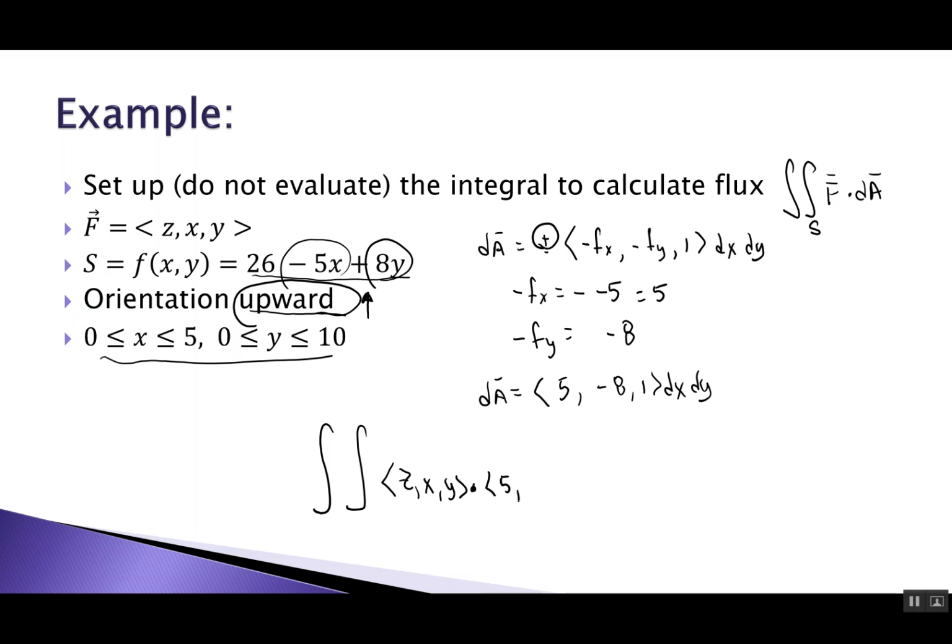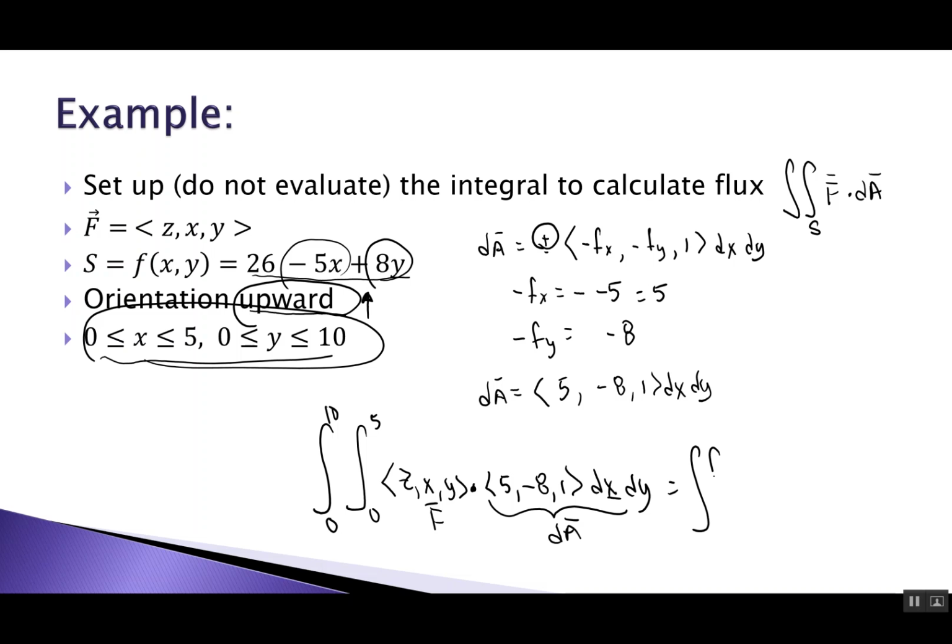Dotted with 5, negative 8, 1 dx dy. This is my f. All of this is my dA. And my limits of integration are from 0 to 5. Yes, x was first, so my x coordinates first. Y is on the outside, so my y on the outside.